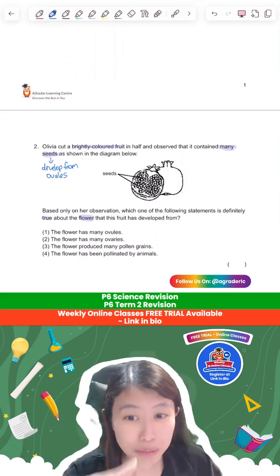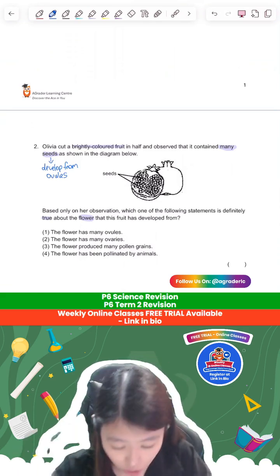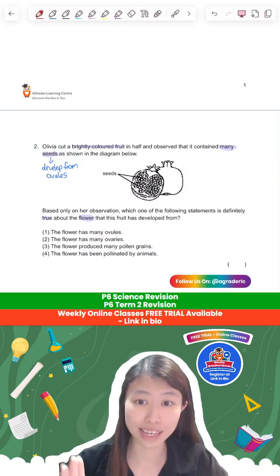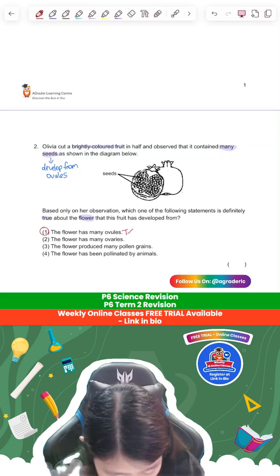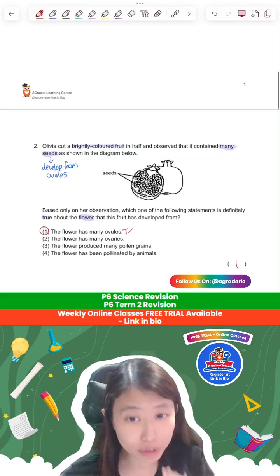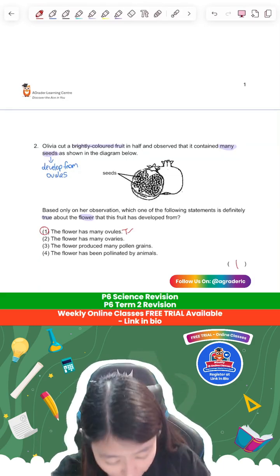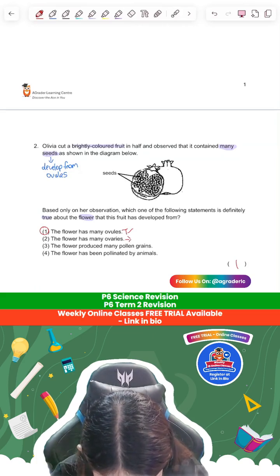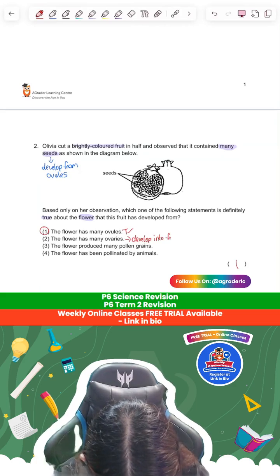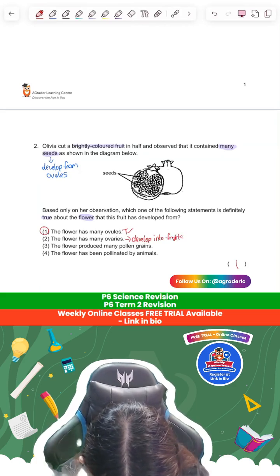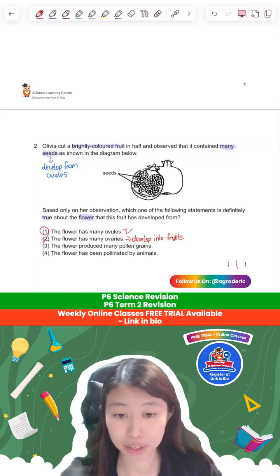All right, so let me move on first. Always remember, seeds develop from ovules. So if they have many seeds, it tells us that it has many ovules. So number 1 is the correct answer. Ovaries do not develop into seeds. Ovaries are the ones that develop into fruits. So that's why number 2 is not accepted.